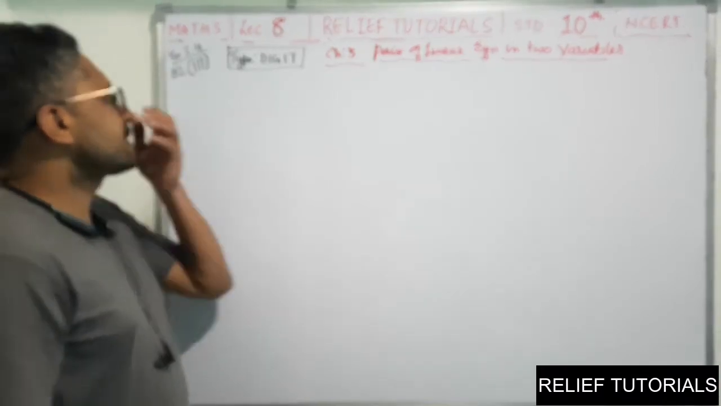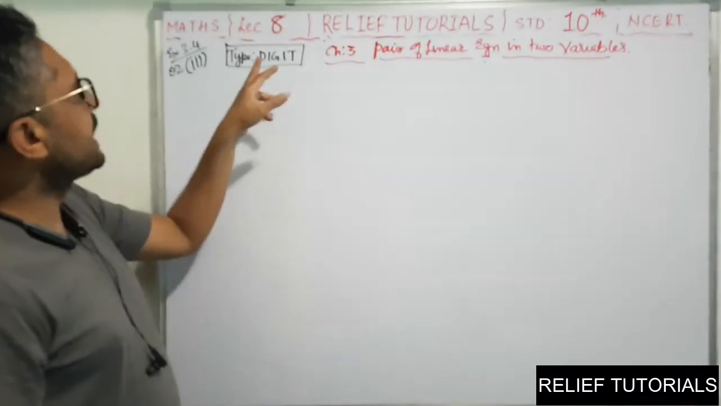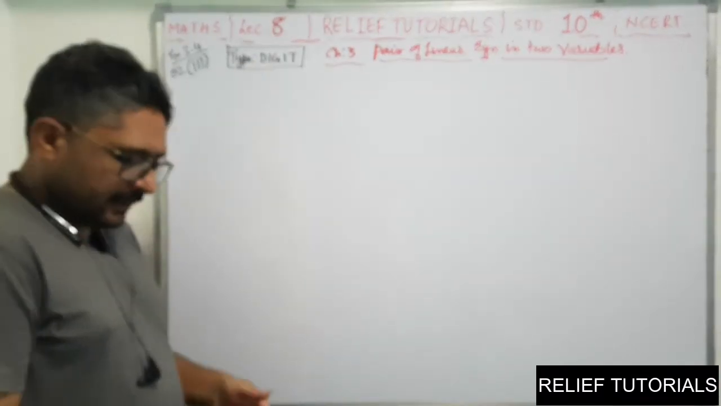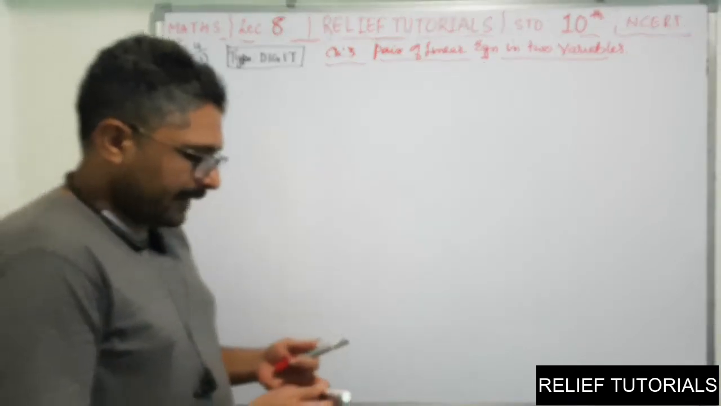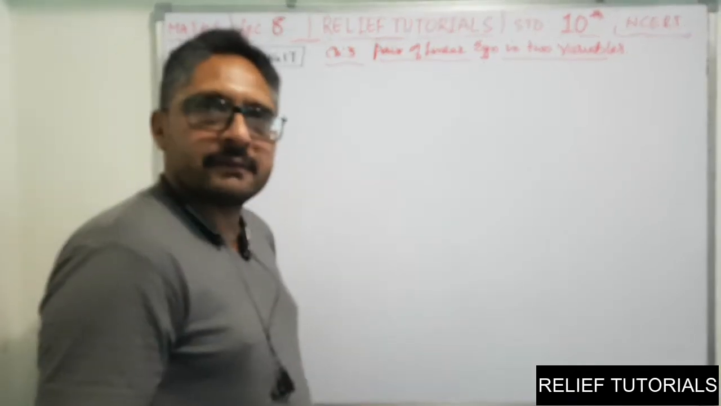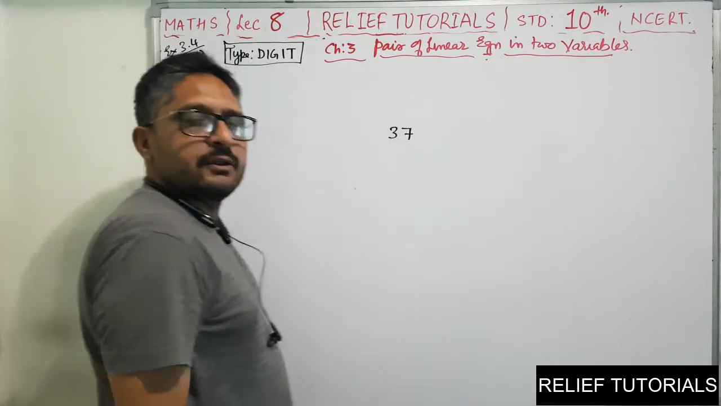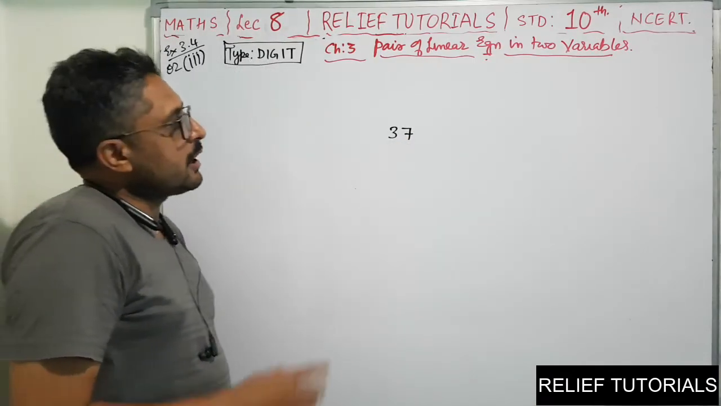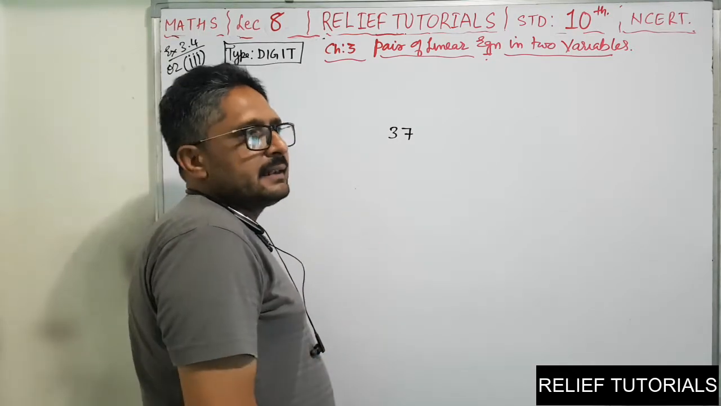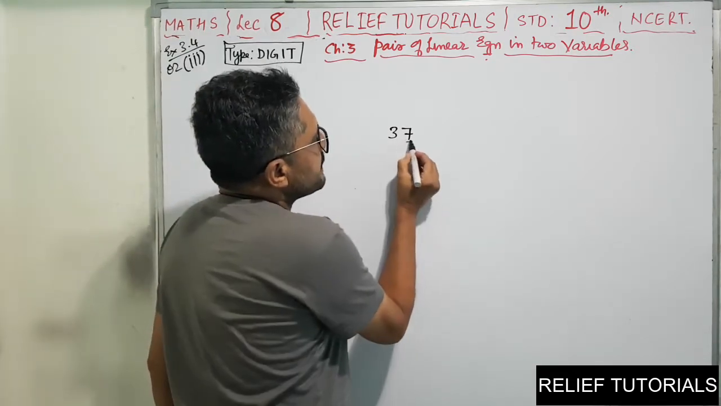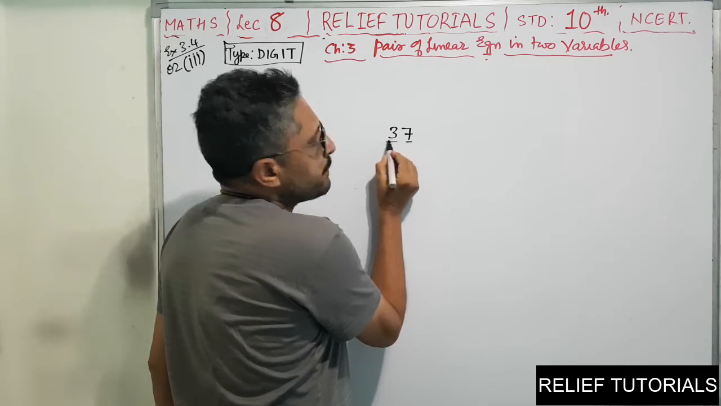Today we will discuss verbal problem type digit. So now, see, if I say one two-digit number, that is 37. So it is a two-digit number. So how is this number obtained? See, this is called unit place and this is called tens place.